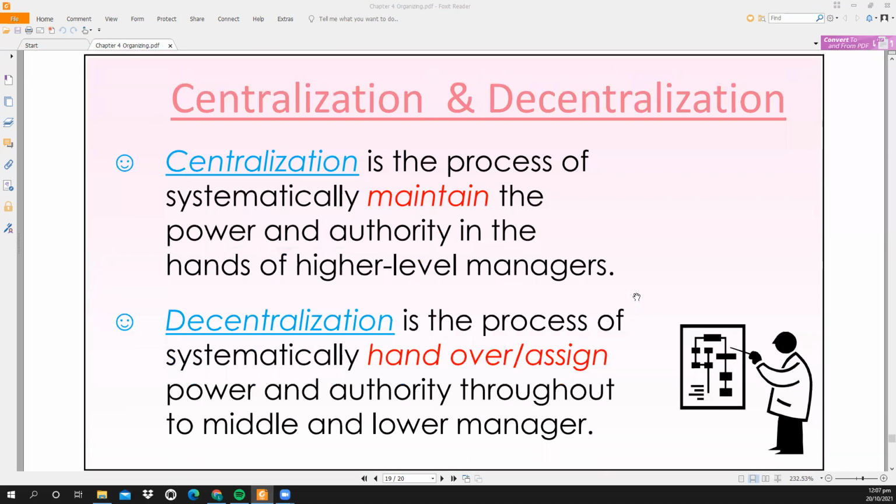Okay, so we have mentioned earlier centralization and decentralization. When we say centralization, it is the process of systematically maintaining the power and authority in the hands of higher level managers. Decentralization is the process of systematically handing over or assigning power and authority throughout to middle and lower managers.